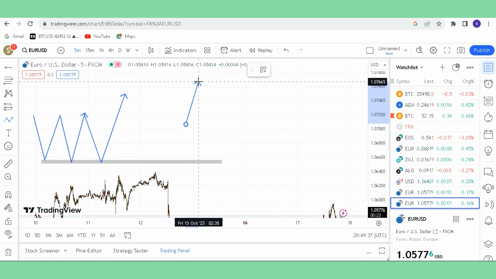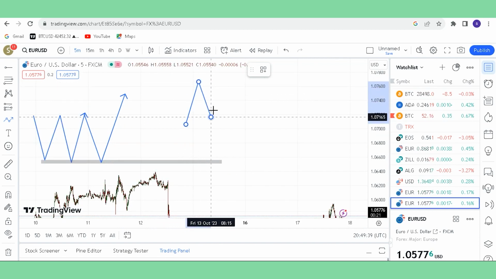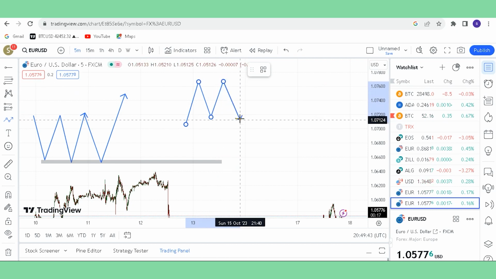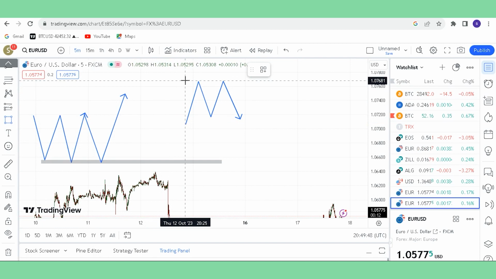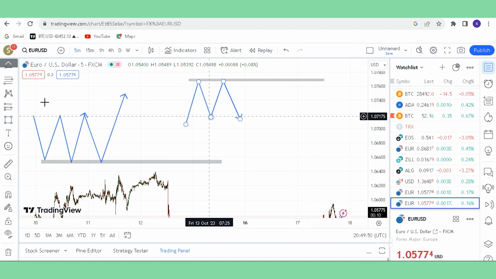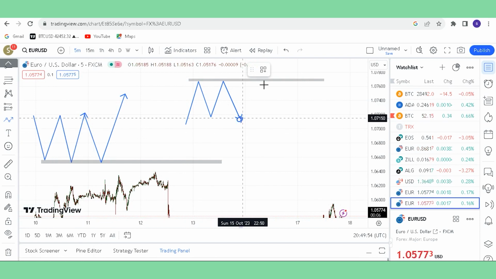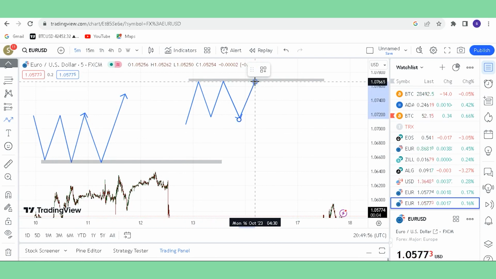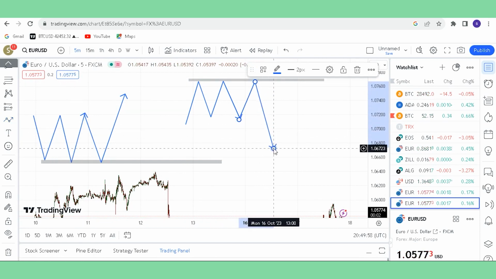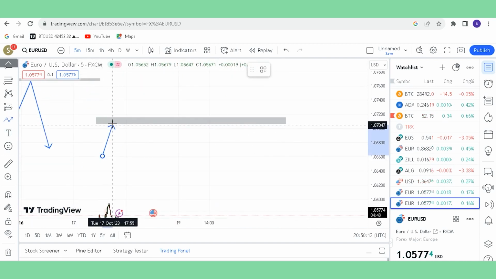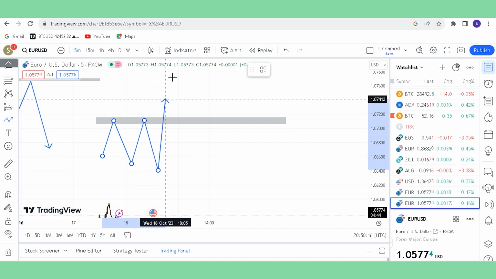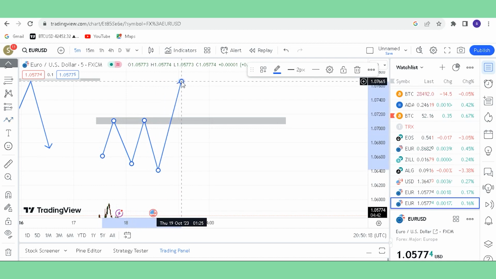A resistance zone is a zone in which the price has been dropped at least 2 times. This, for example, this. And when for the 3rd time the price hits this zone, we expect the price to drop. And also we saw a resistance zone like this, for example, that is crossed by the price.